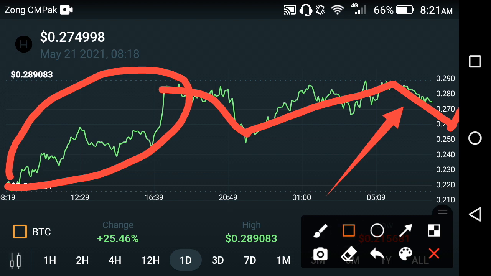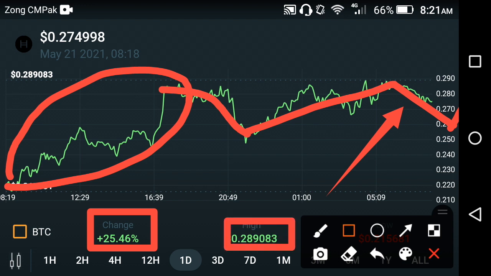Let's see the last 24 hours price changes occurring in the Hedera Hashgraph. Positive 25.46%, the price is going upward, and 0.29289083 US dollar is the highest price of Hedera Hashgraph in the last 1 day, in the last 24 hours, friends. Absolutely the pricing is going very highly positive, but now they fall down for a little time, so don't decide to sell. It's time to hold, friends.